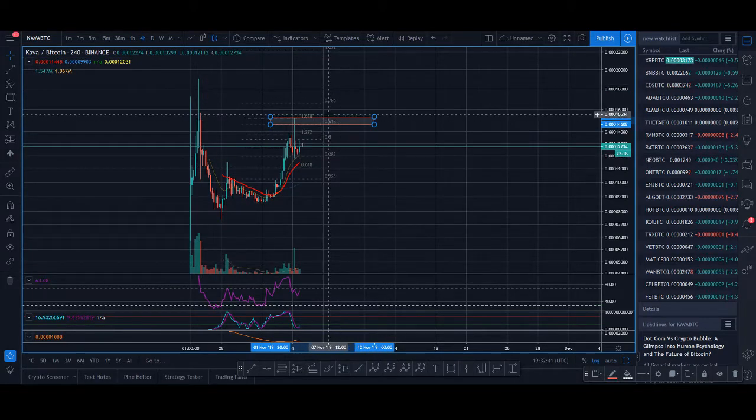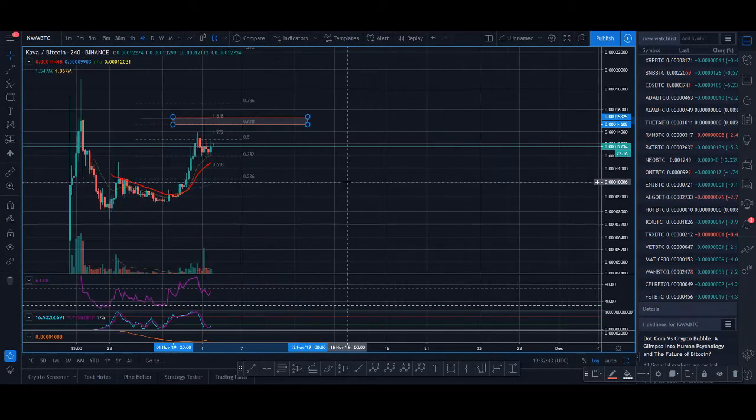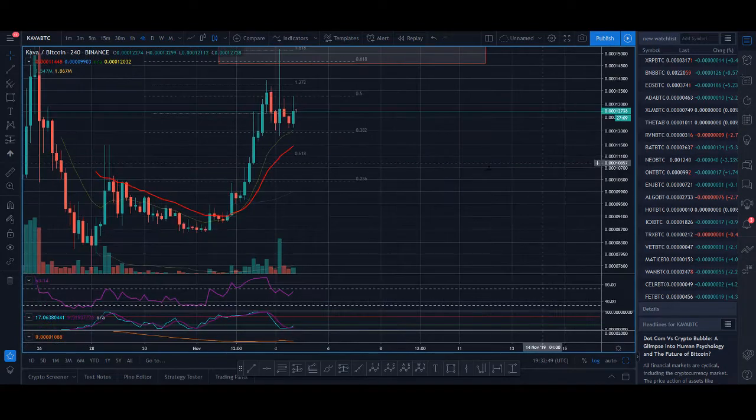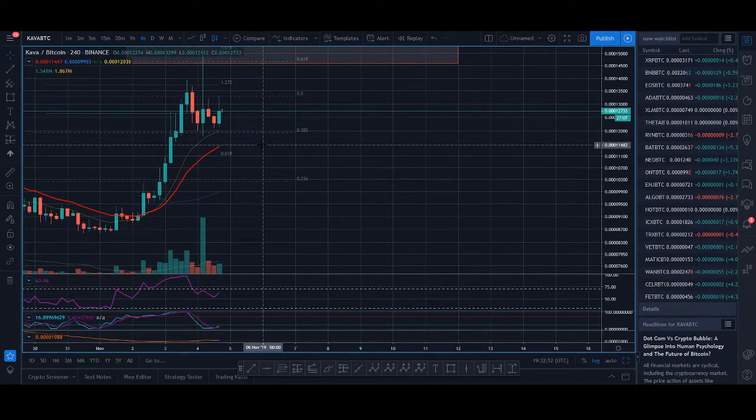If it breaks above this and then you see a similar sort of pullback like Matic, you could look to buy some more Kava here. If you are looking to trade it short term, I would look to buy around the 11,000 zone. So this would be the zone I would look to buy for a bounce.